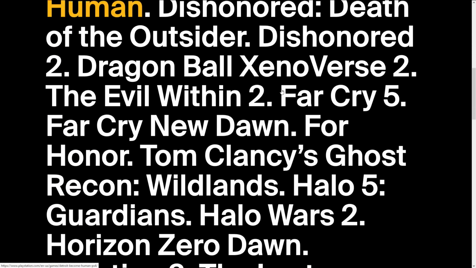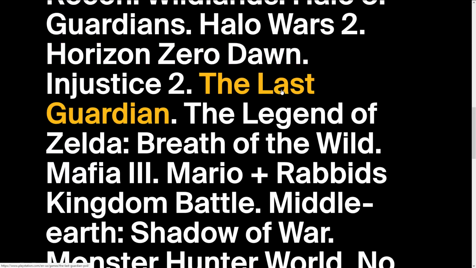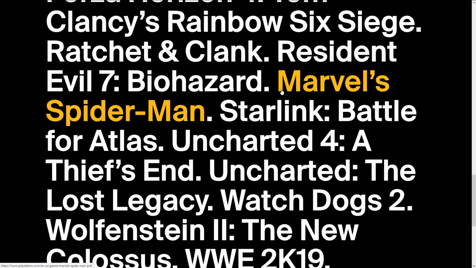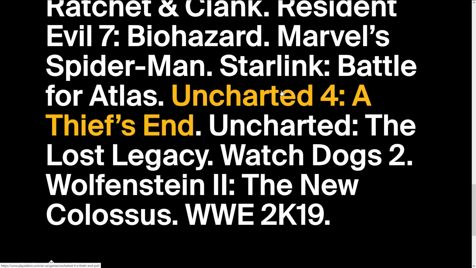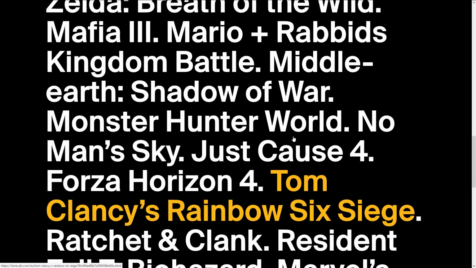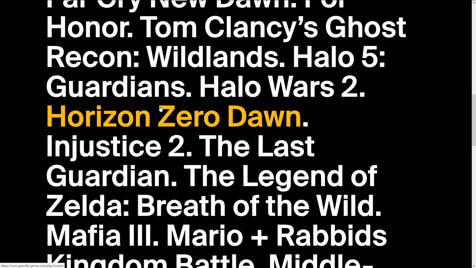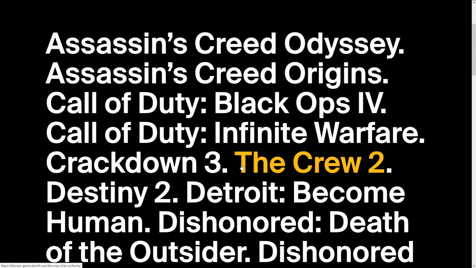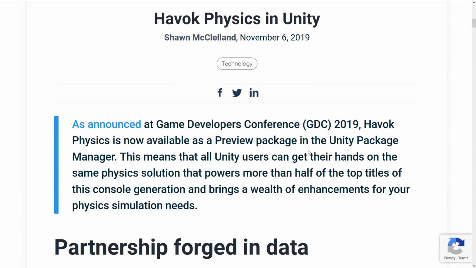So as you can see, here is a collection in very large font of some of the key titles that use Havok, and you're seeing things like Uncharted, Wolfenstein, the Spider-Man game that everyone absolutely loves, Forza, Injustice, you name it, it supports the Havok physics engine. It's a Call of Duty system, Assassin's Creed, so it is a very popular system. And as I mentioned, on the Unity blog, you can find more details. Of course, I will link all the stuff in the article down below.